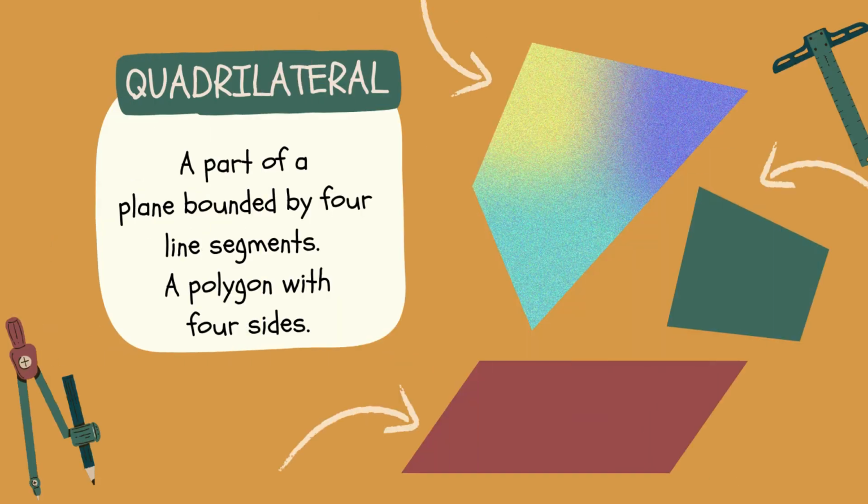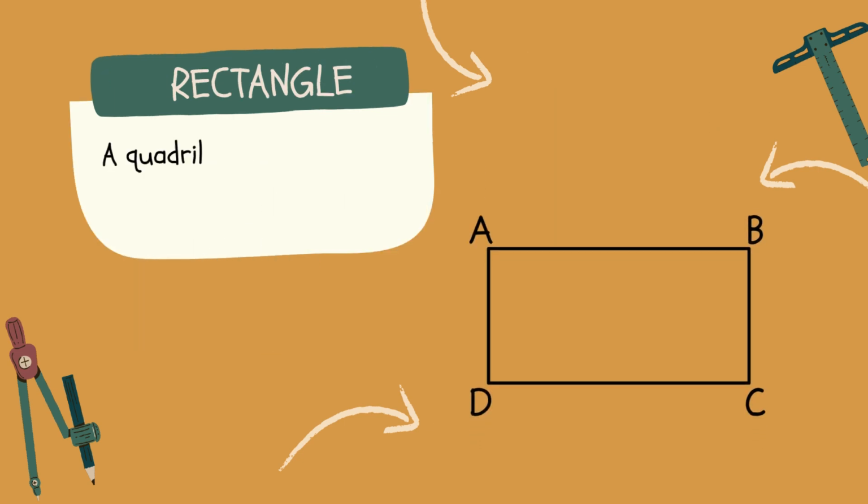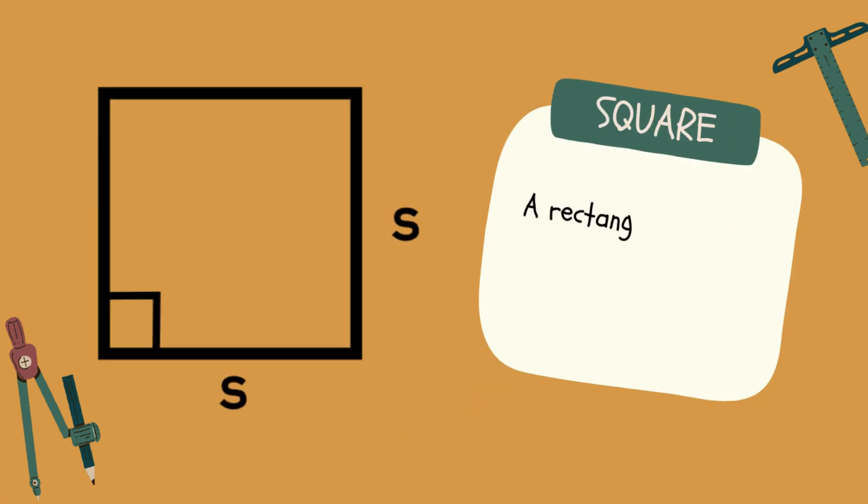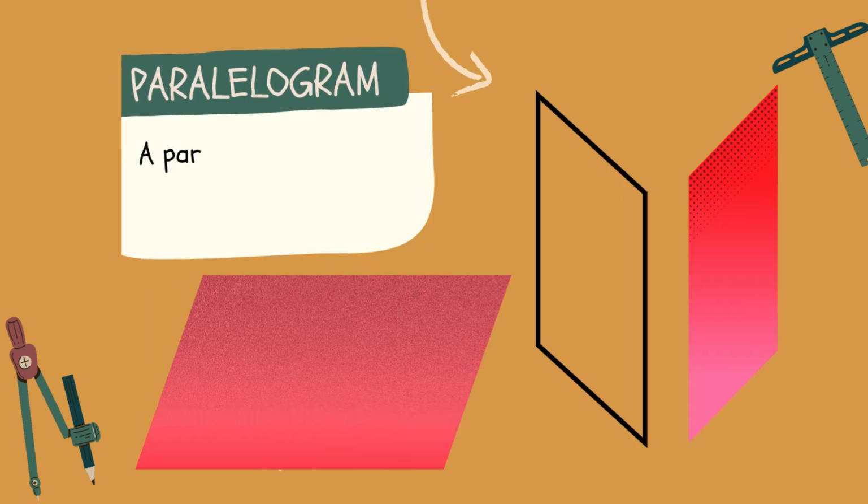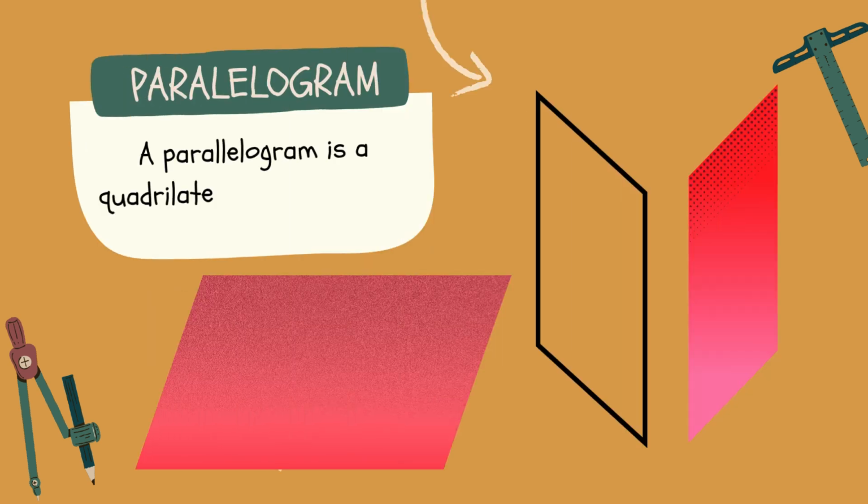Quadrilateral. A part of a plane bounded by 4 line segments, a polygon with 4 sides. Rectangle. A quadrilateral with 4 equal angles. Square. A rectangle with 4 equal length sides. A parallelogram. A parallelogram is a quadrilateral with opposite sides parallel.